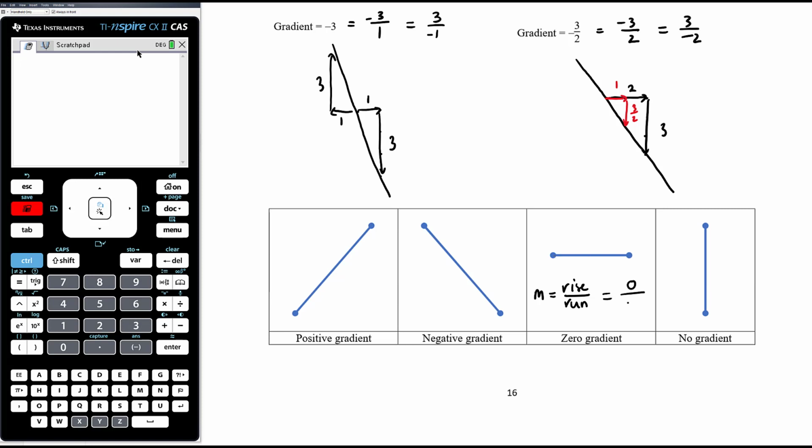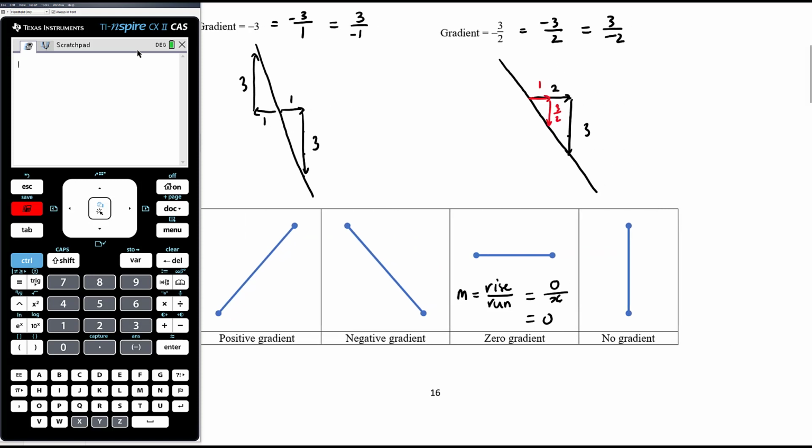0 divided by any number, let's just call it x, 0 divided by any number is 0, okay? So a horizontal line has no rise, but as much run as you want. 0 divided by anything is 0, so a horizontal line has a gradient of 0.